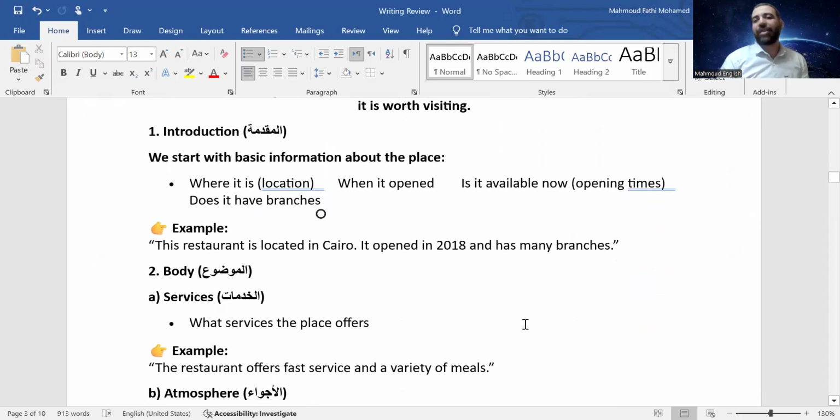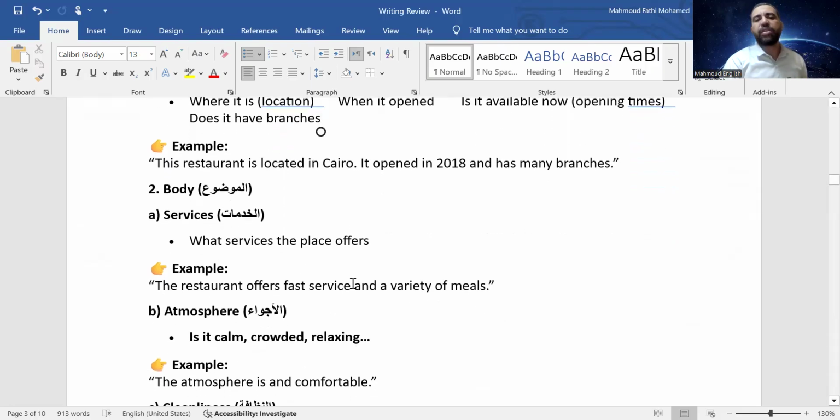The body now, we will make a description of the body, for example of the shop, or the place, or the mall, or whatever. So you have to say what service the place offers. Is it a shop that sells clothes, or a place to eat, or for example a place to have some fun like a theme park. For example, you would tell me the restaurant offers a fast service and a variety of meals. You can say this. Also, you can tell me about what's inside it.